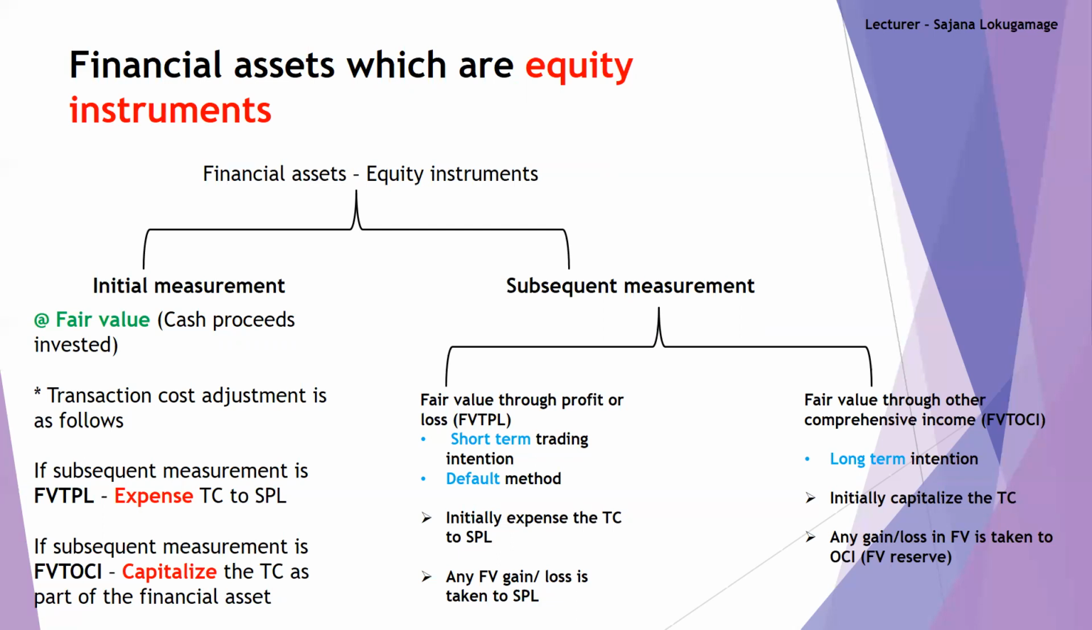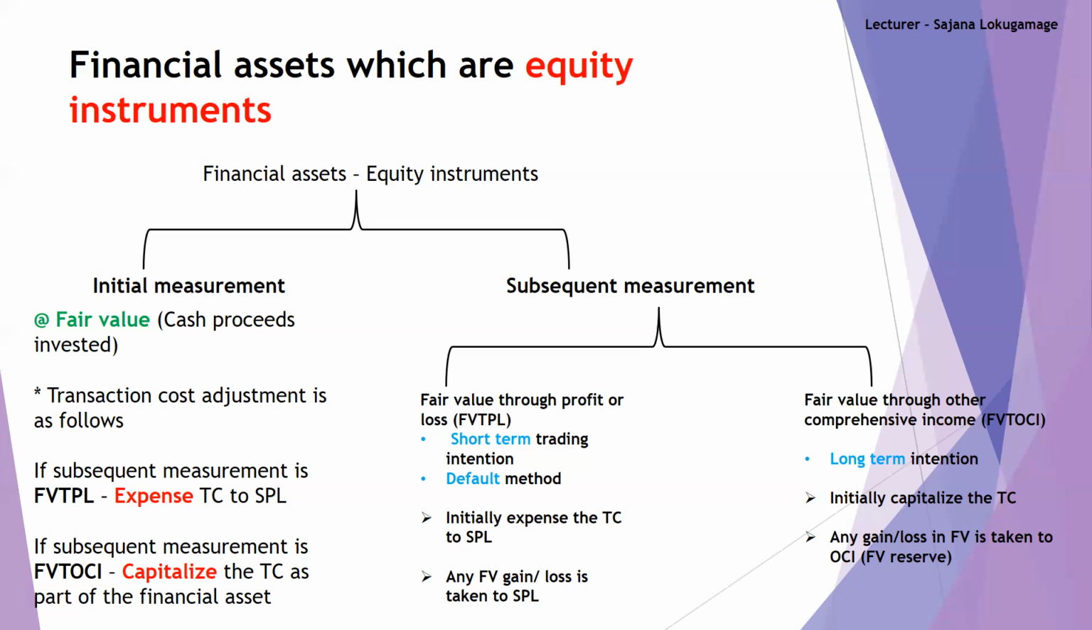What is transaction cost? It might be a brokerage fee. So what to do with the transaction cost at initial measurement actually depends on your subsequent measurement. You have two options for subsequent measurement: fair value to profit or loss, FVTPL; fair value to other comprehensive income, FVTOCI. Depending on that, what to do with transaction cost at the initial step will vary.